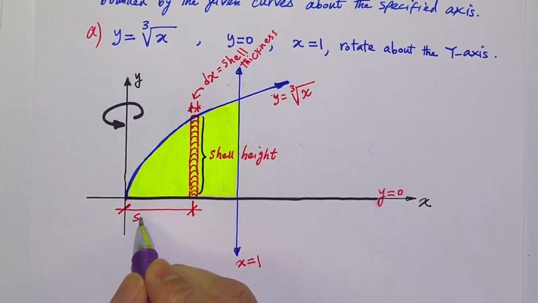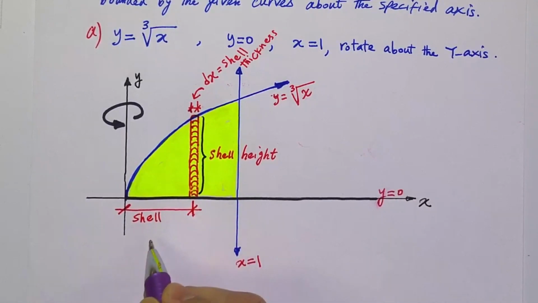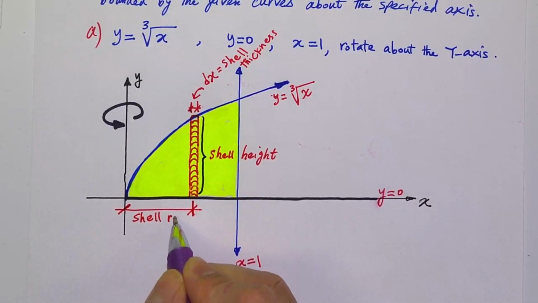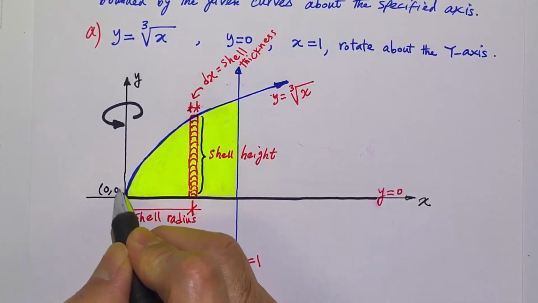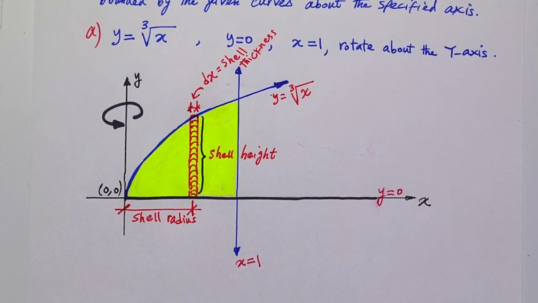Okay, so this is the shell radius. I think we've identified everything, and that's of course the origin here. Let me also identify that 0, 0. Okay, so now we can apply.